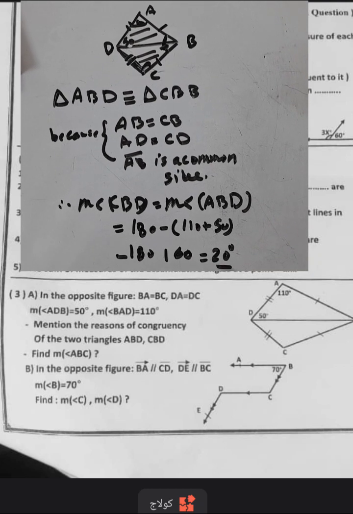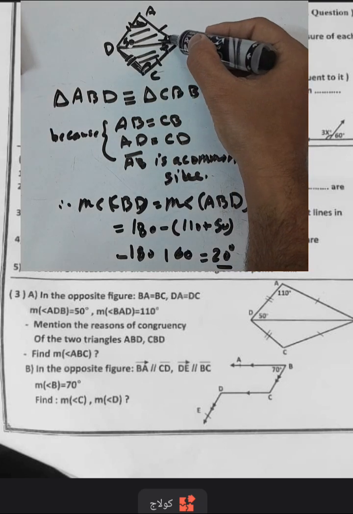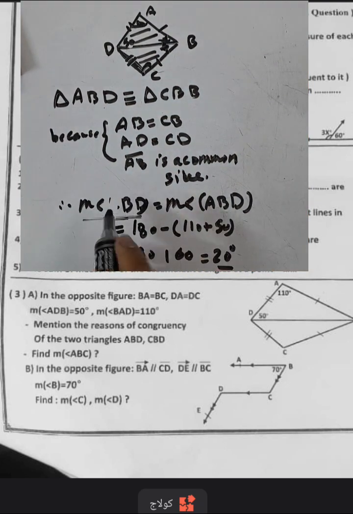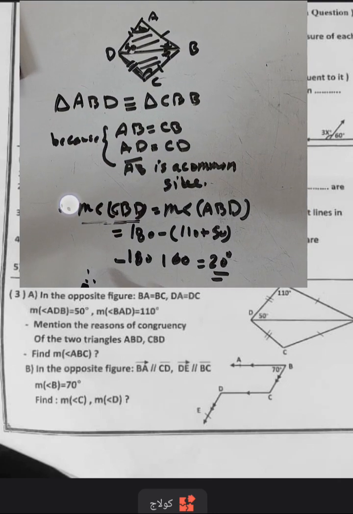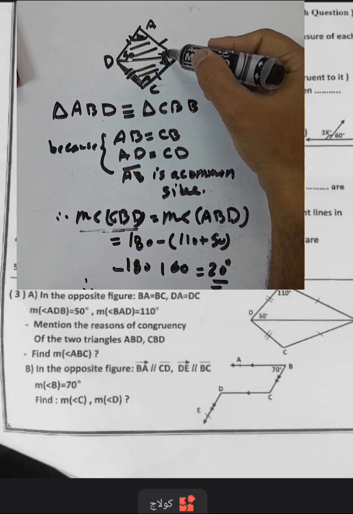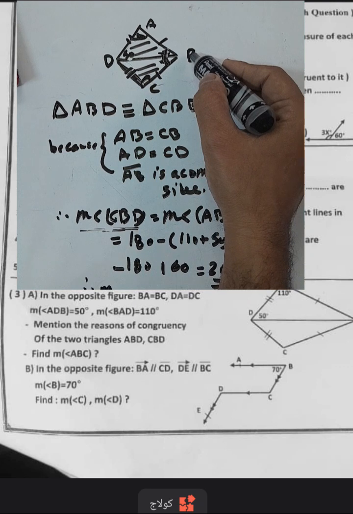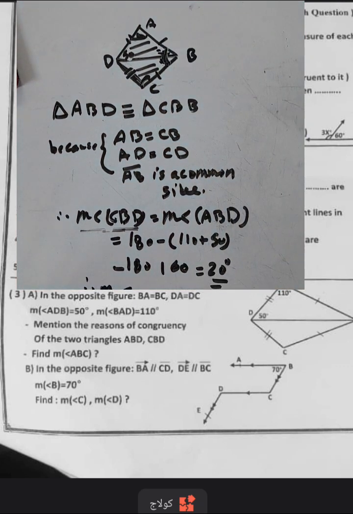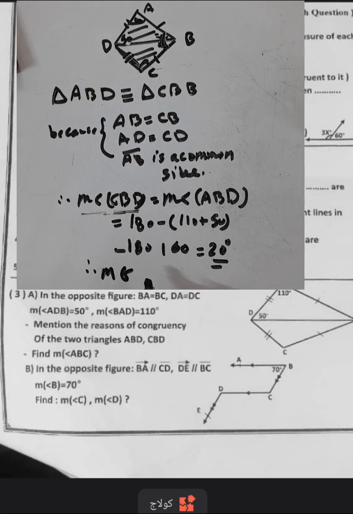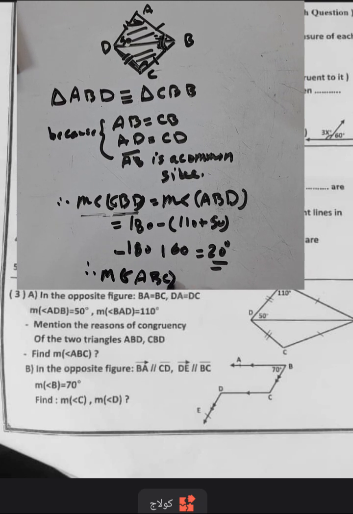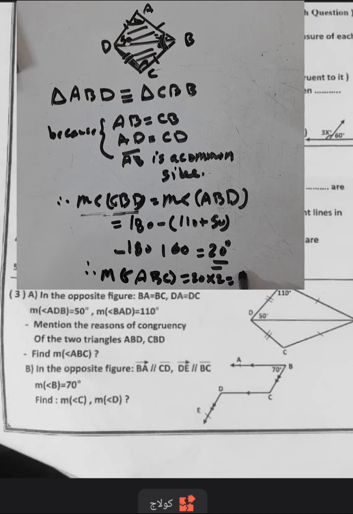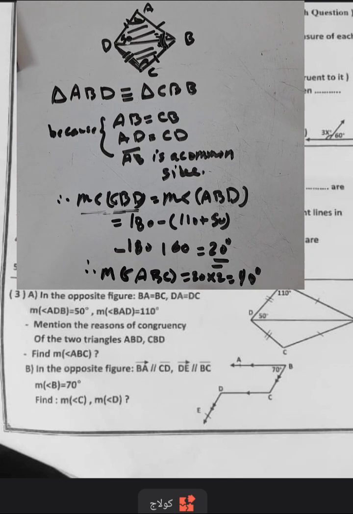It's the measure of angle CBD, but he wants to find the measure of what? He wants to find the measure of angle ABC. We can find the measure of this angle by 20 plus 20, because DB bisects angle B into two equal angles. You want to find the measure of angle ABC. It will be 20 times 2, which is 40 degrees. The result here will be 40 degrees. Okay, understood this example?